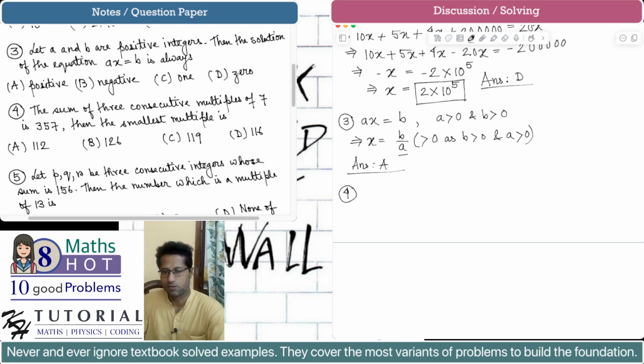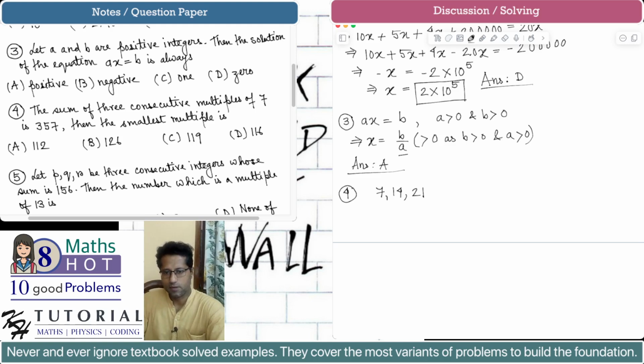If the smallest number is 7, definitely since it is consecutive multiples, the next multiple of 7 will be 14, and after 14 the next multiple of 7 will be 21. So 7, 14, 21 are three consecutive multiples of 7.